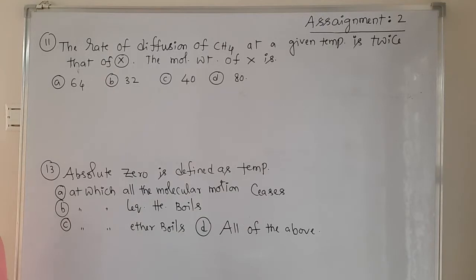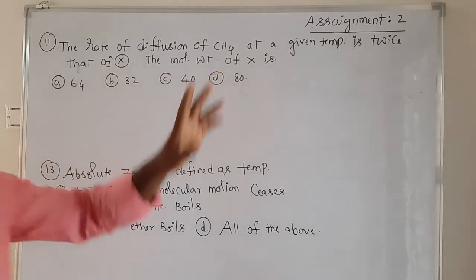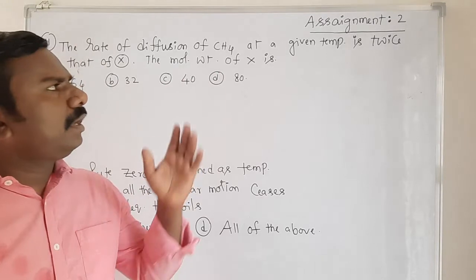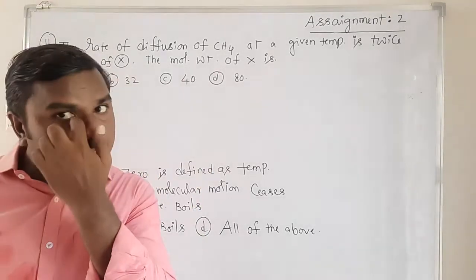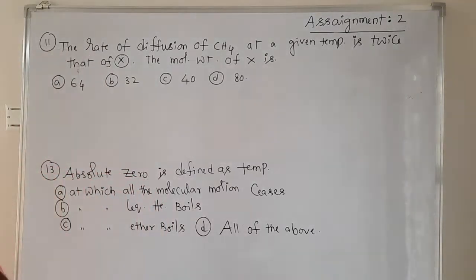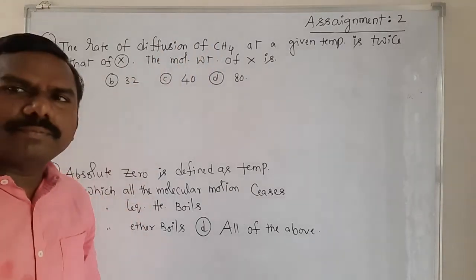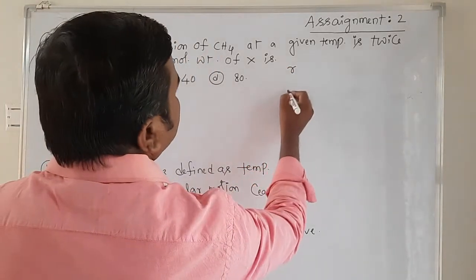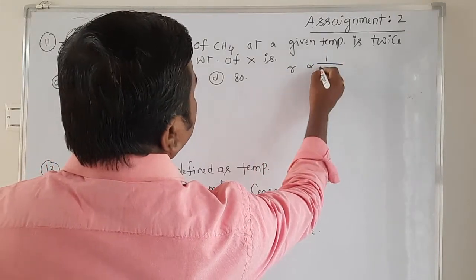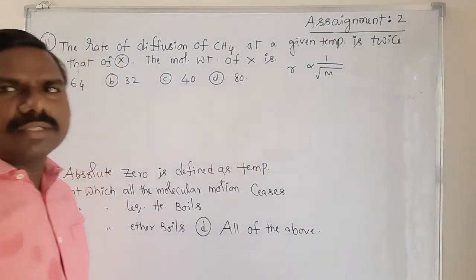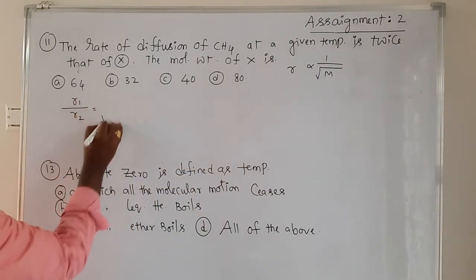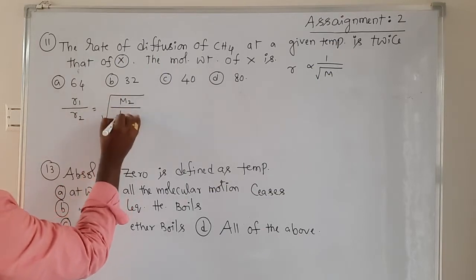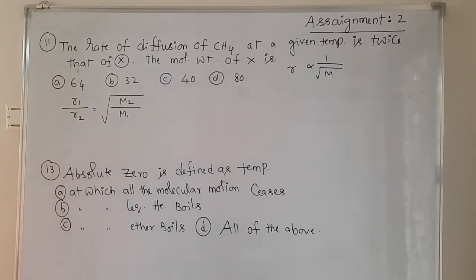Okay, next bit, 11th one. The rate of diffusion of methane at a given temperature is twice that of X. What is the molecular weight of X? So now, what is the formula for rate? Here, the rate of diffusion is given. Rate of diffusion is inversely proportional to molar mass. This is the formula, students. R1 by R2 is equal to root of M2 by M1. It is the formula, M2 by M1.